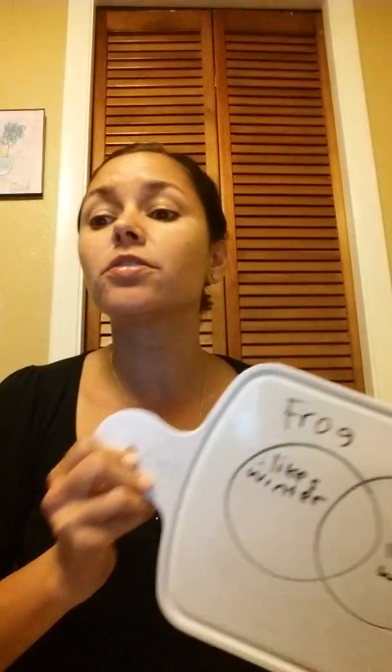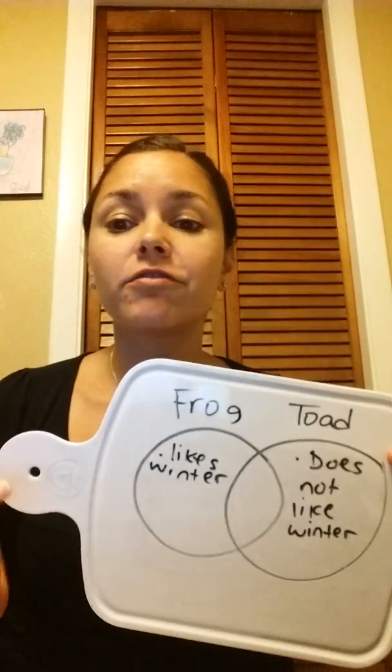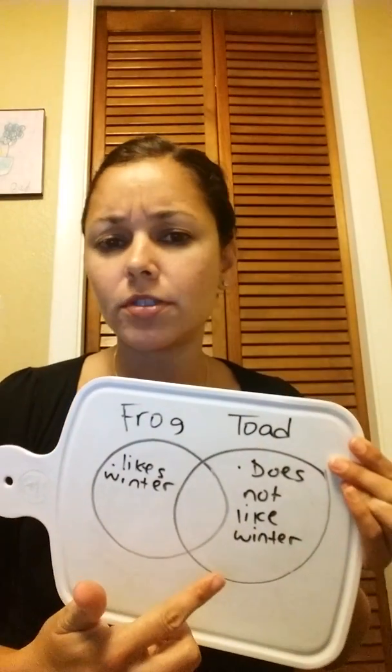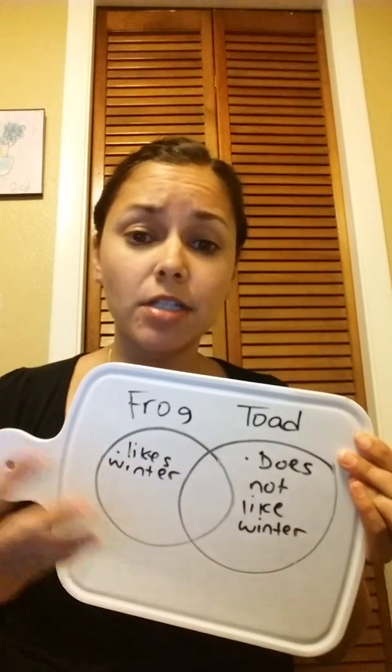Next, I would discuss with the students the connections shown on the graphic, making sure to use the vocabulary words that are found in the text. So for instance, I would say, okay, boys and girls, as we see here, Frog likes winter, but Toad does not. And we would continue to discuss everything that's on the organizer.